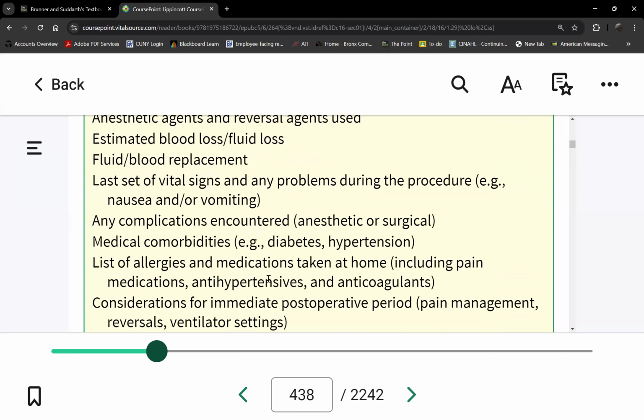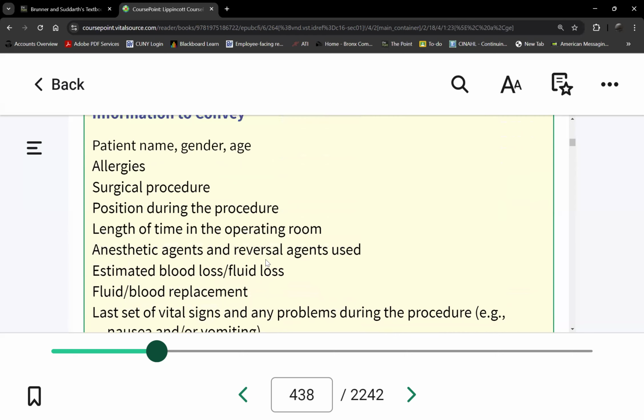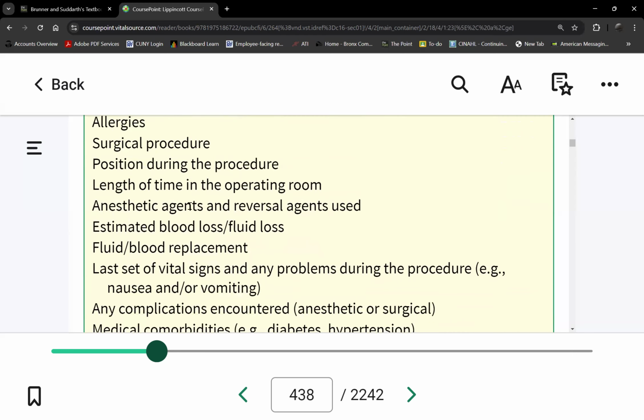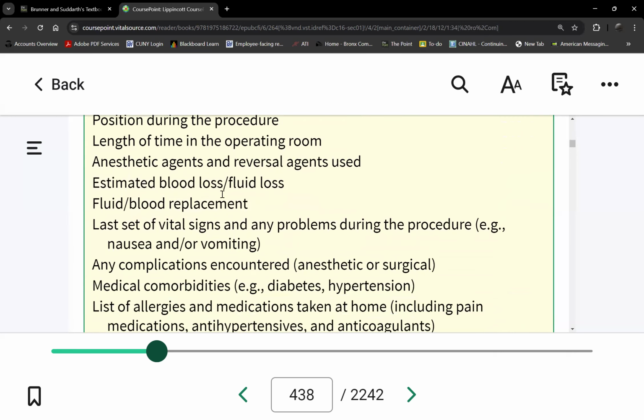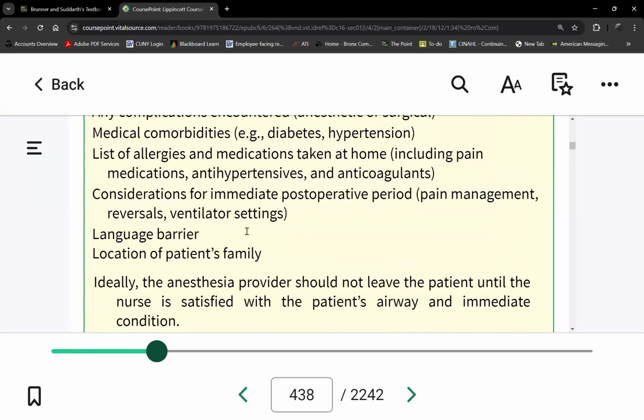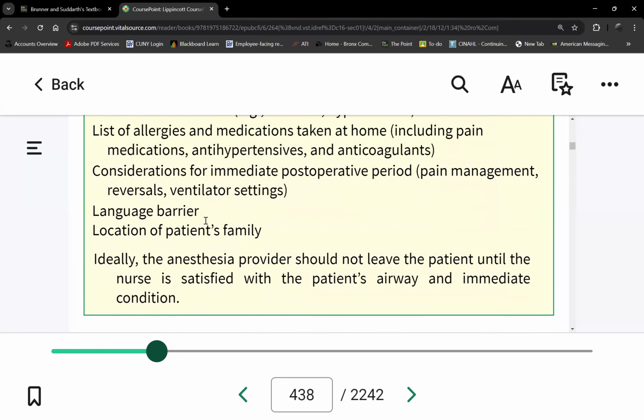So on Epic, when you fill out the flow sheet, this will be a drop down box, and literally you answer each question. Okay, so beginning from the procedure, for instance, how long was the procedure, drugs that were used, estimated blood loss or EBL, all the way down to patient's language.